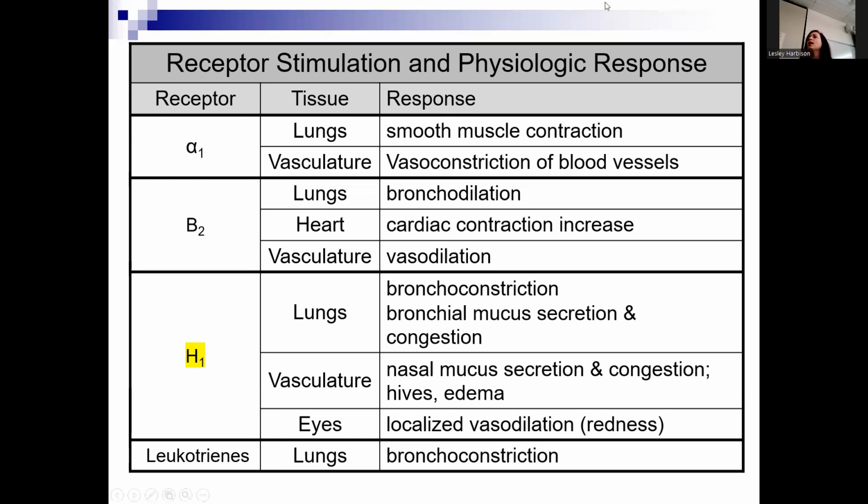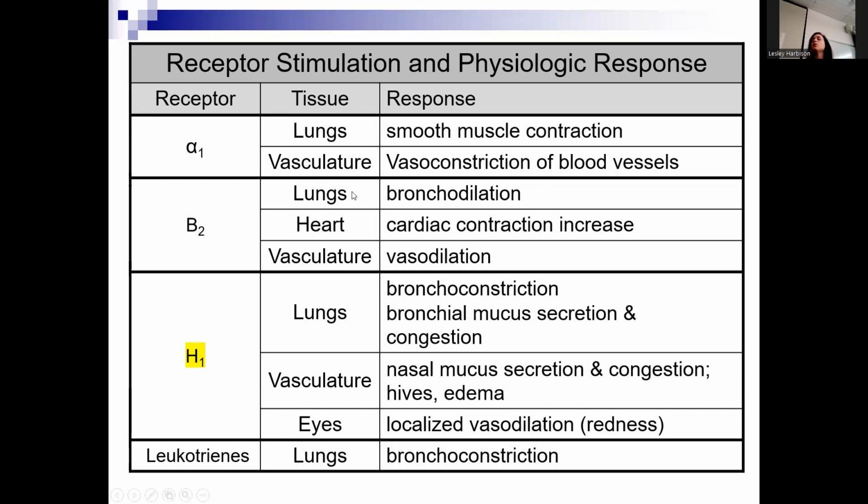So alpha-1 causes lung smooth muscle contraction, and there is a response within the vasculature as well, because all your veins and everything are basically smooth muscle, right? They expand and contract. So vasoconstriction of the blood vessels, and epinephrine works on alpha-1 quite a bit. So when we add epinephrine to local anesthetic, we get vasoconstriction around the area. That's where it's working.